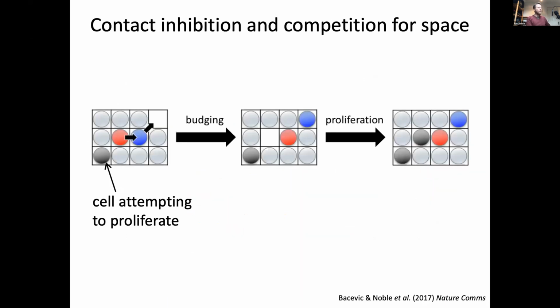Something else we know about tumor spheroids, because they've been very well studied, is that only cells close to the boundary of the spheroid are able to divide. So when I built a computational model of this system, I accounted for this contact inhibition and competition for space by allowing cells to budge each other out of the way in order to proliferate, but only if they were close to the boundary of the tumor.